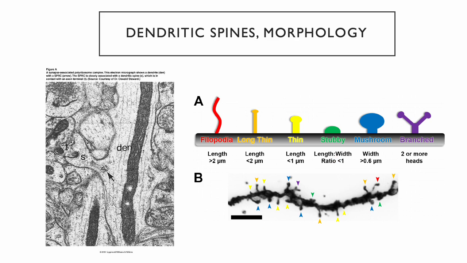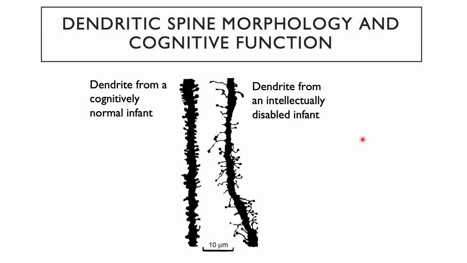So why is this important? Well, researchers have found that dendritic spine morphology is directly related to cognitive function. So on the left, this is a dendritic spine from a cognitively normal infant. As you can see, there are many dendritic spines and they're very full and abundant. In the image to the right, this is dendritic spines from an intellectually disabled infant. So researchers found that infants that were presenting these changes, such as intellectual disability, had fewer and thinner spines.